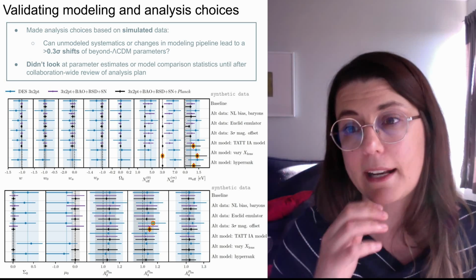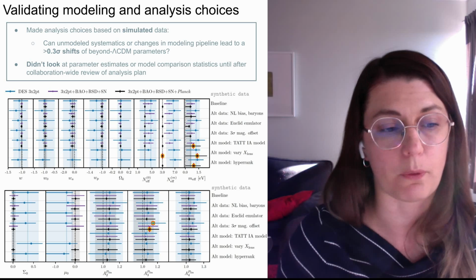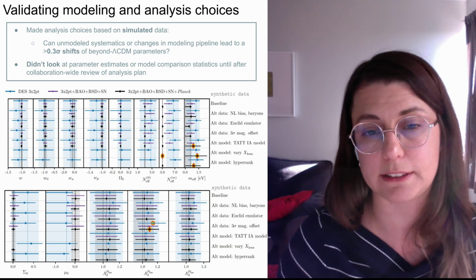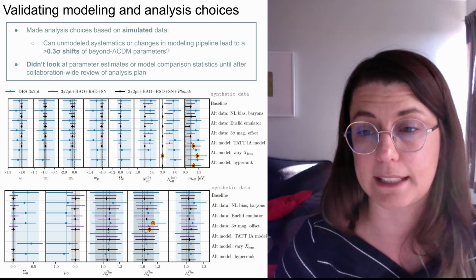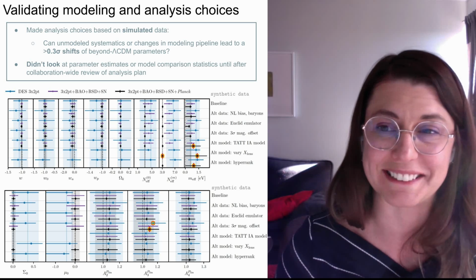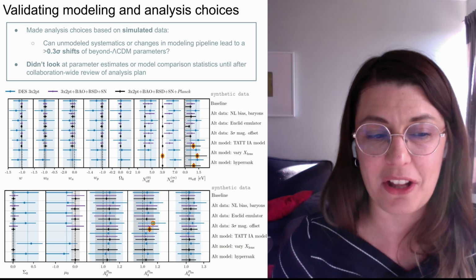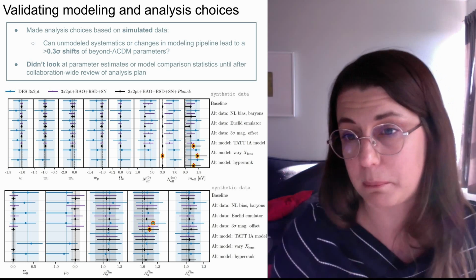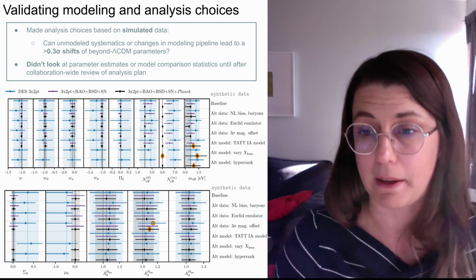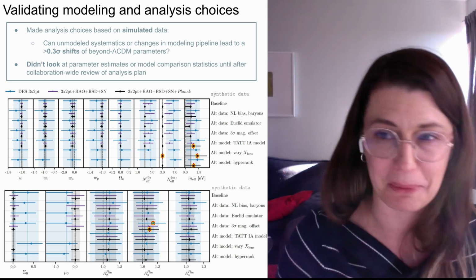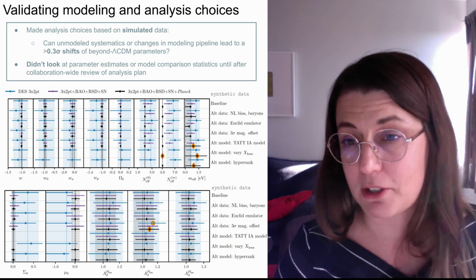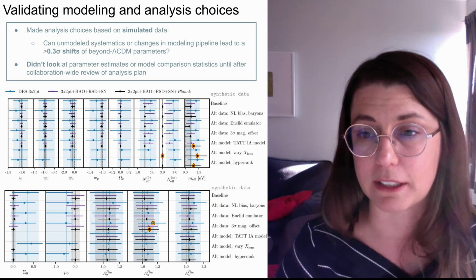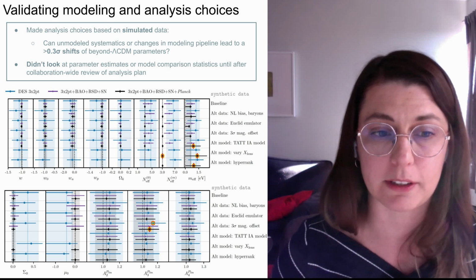And then even once we ran on real data, we performed a number of additional robustness tests on our results, changing different modeling choices, before unblinding our parameter results or model comparison metrics. We wrote up the whole paper, submitted it through collaboration review, and presented on it internally before we knew what the results were, to do some extra checks.